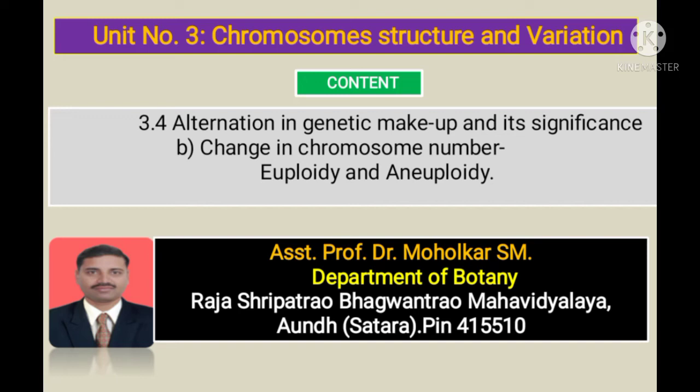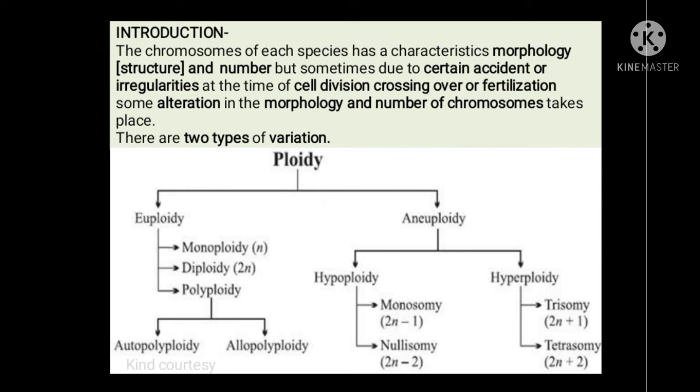Today, we'll see another unit, that is unit number 3, chromosome structures and variations. Under chromosome structures and variations, there is another subpoint, that is the alteration in genetic makeup and its significance. Under that one, we'll see the change in chromosome number, that is euploidy and aneuploidy. First of all, we'll see the introduction.